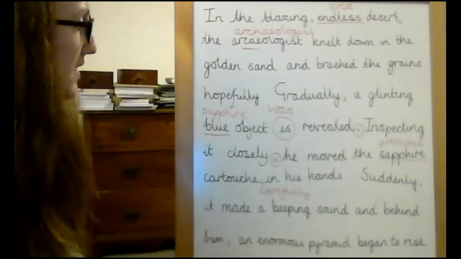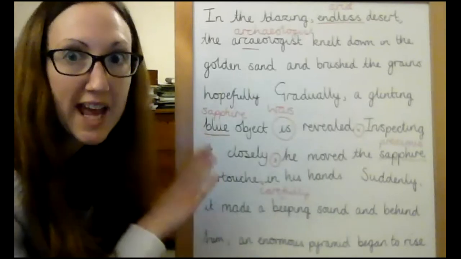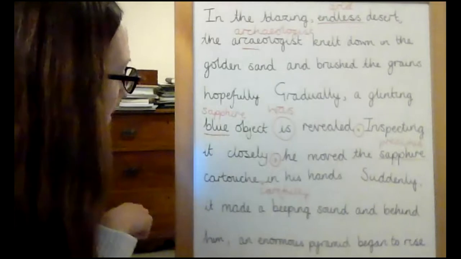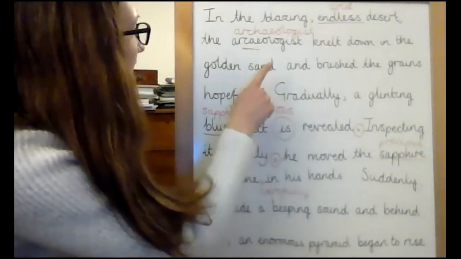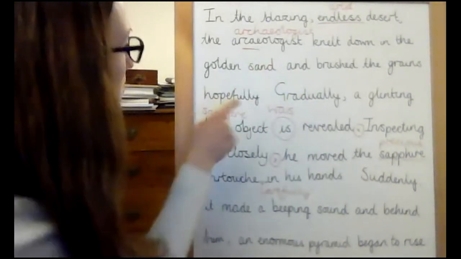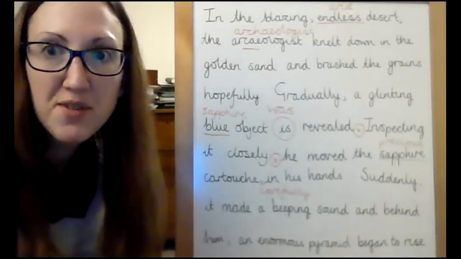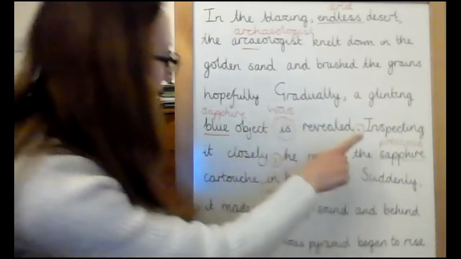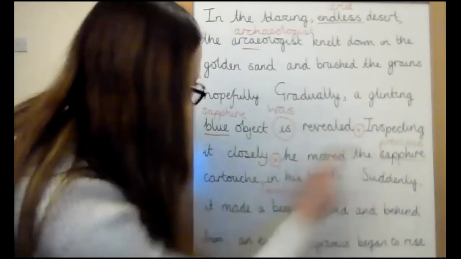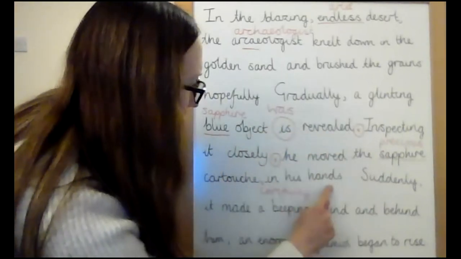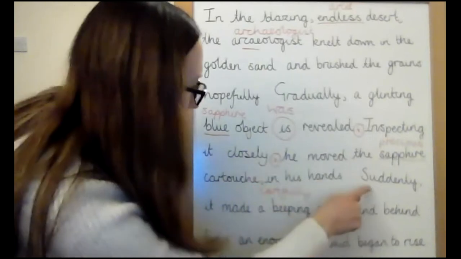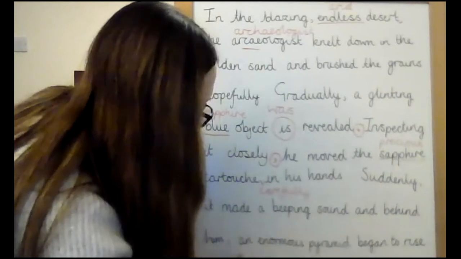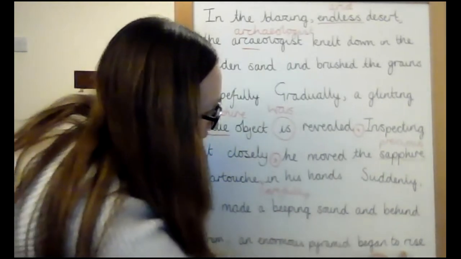Carefully. Fantastic. Now I'm just skimming to make sure I haven't got carefully in here again, because I don't want to repeat myself. Nope, I've got carefully, gradually, and hopefully. So I've got a few adverbs there, but none of them repeat. Okay, fantastic. Inspecting it closely, he moved the precious cartouche carefully in his hands. Good, that works well. I'm really pleased with that. Suddenly, it made a beeping sound, and behind him, an enormous pyramid began to rise.